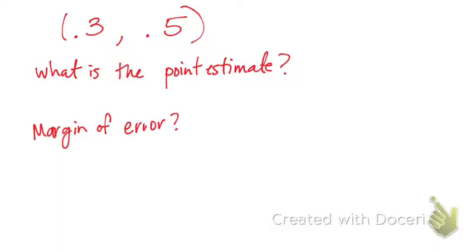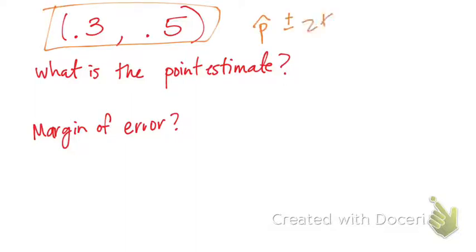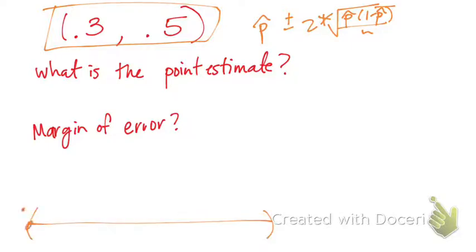So if it said, what is the point estimate? How would I figure that out? They just give me this, right? My formula is p hat plus or minus z star square root of p hat (1 minus p hat) over n. You don't have to write all this out, but if you think about a confidence interval on a number line, you've got 0.3 and you've got 0.5. Your point estimate is always in the middle, which is your p hat, so 0.4.